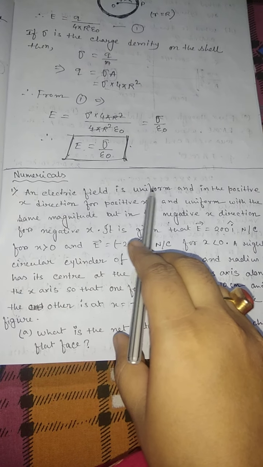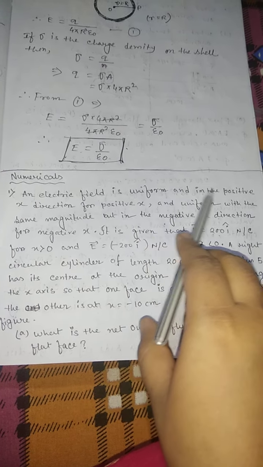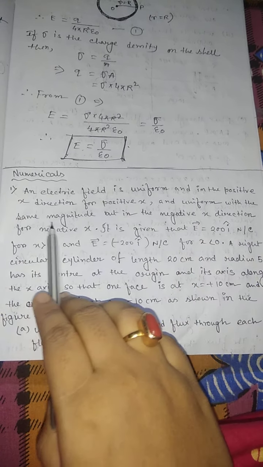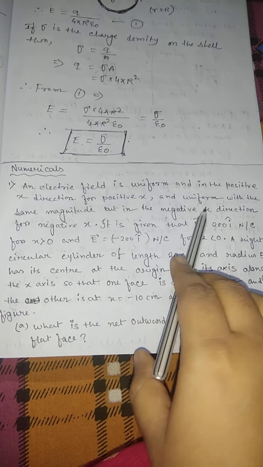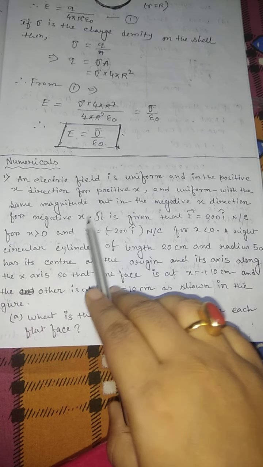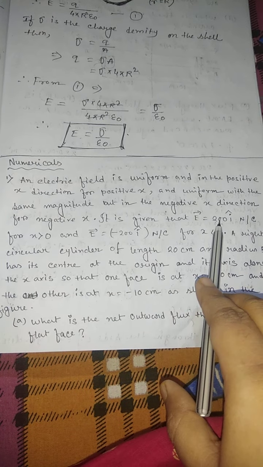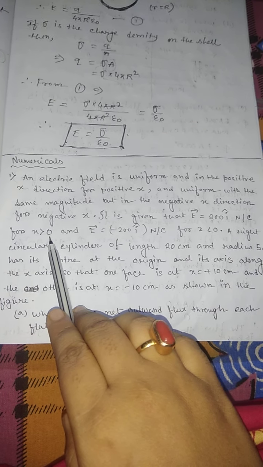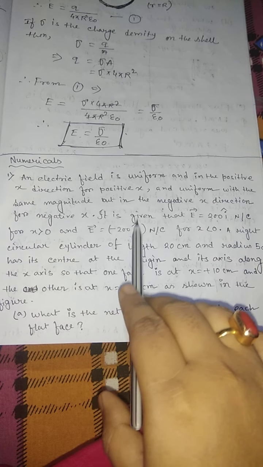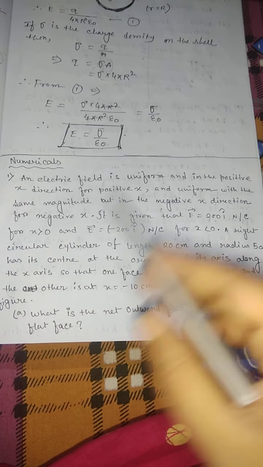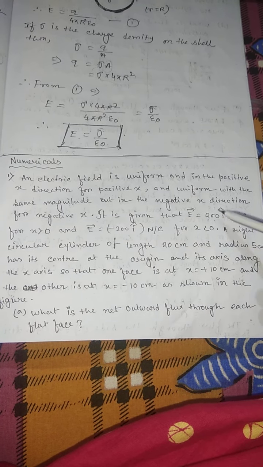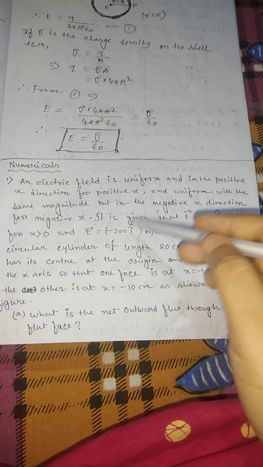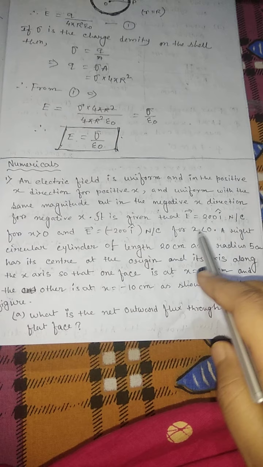An electric field is uniform and in the positive x direction for positive x, and uniform with the same magnitude but in the negative x direction for negative x. It is given that E equals 200 i hat N per coulomb for x greater than 0, and E equals minus 200 i hat. I hat means along the positive x direction, and minus means the negative x direction, for x less than 0.